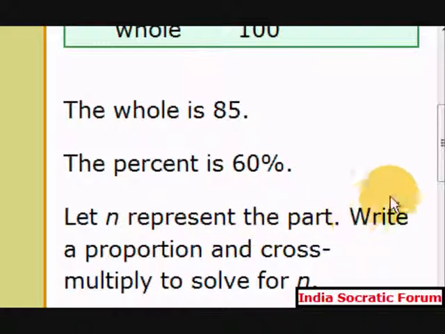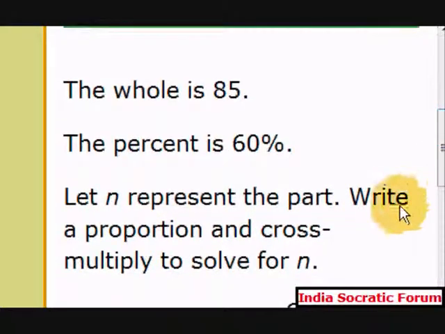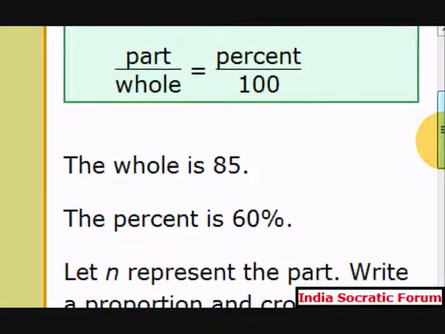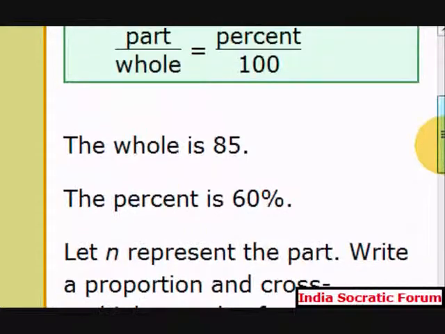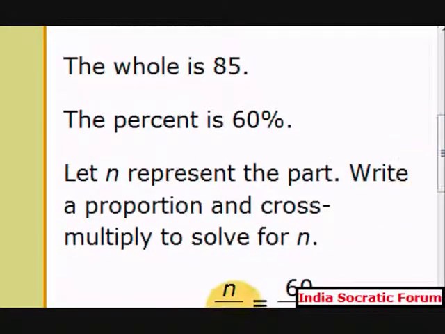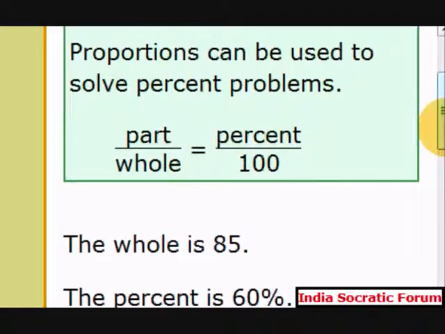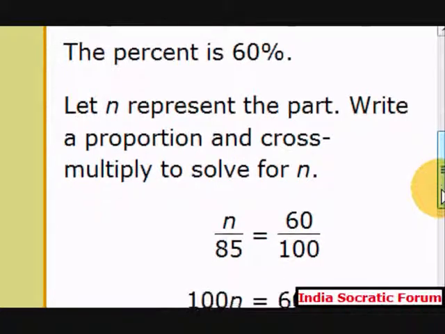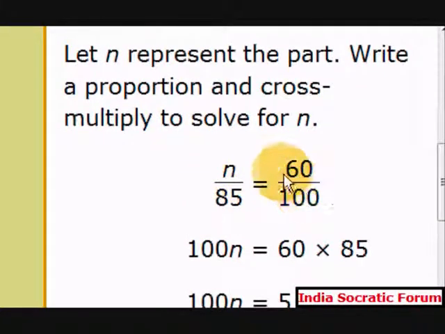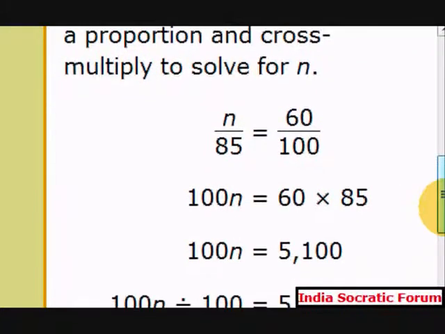Let n represent the part. Write a proportion and cross multiply to solve for n. So part is n, whole is 85. It is equal to 60 by 100. Part by whole equals percent by 100: n by 85 equals 60 by 100.